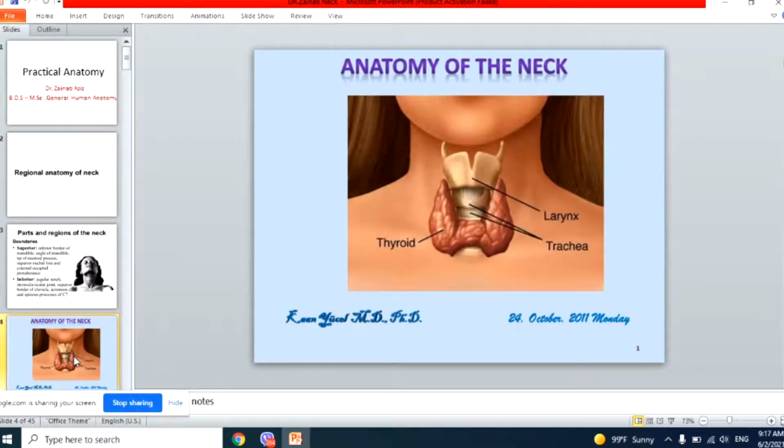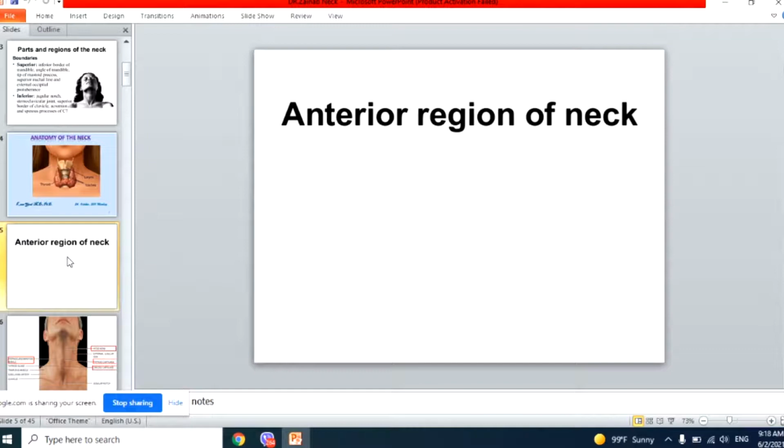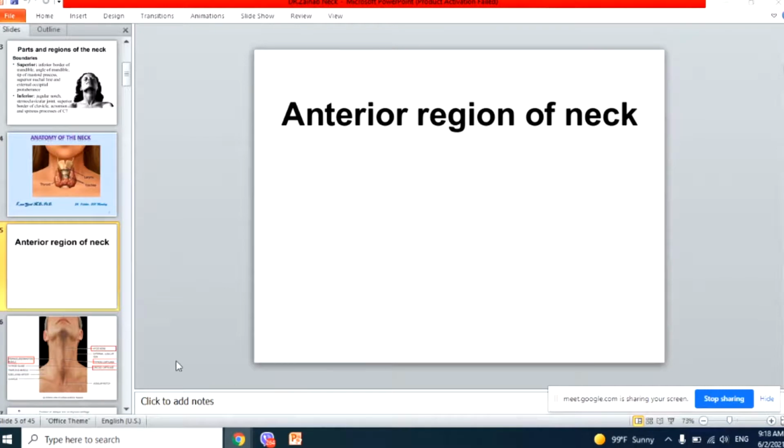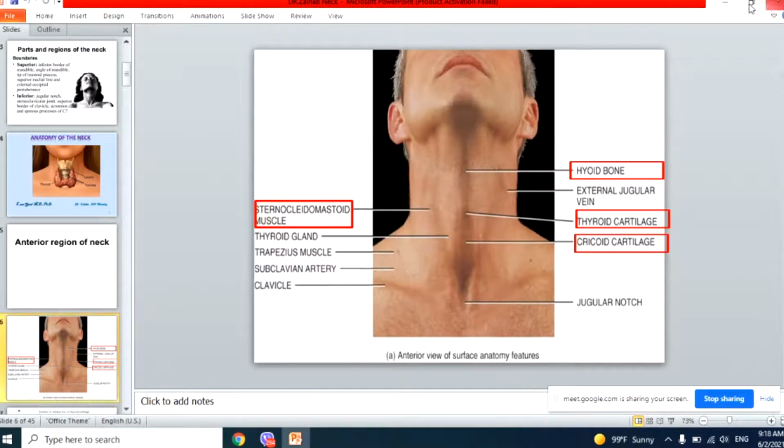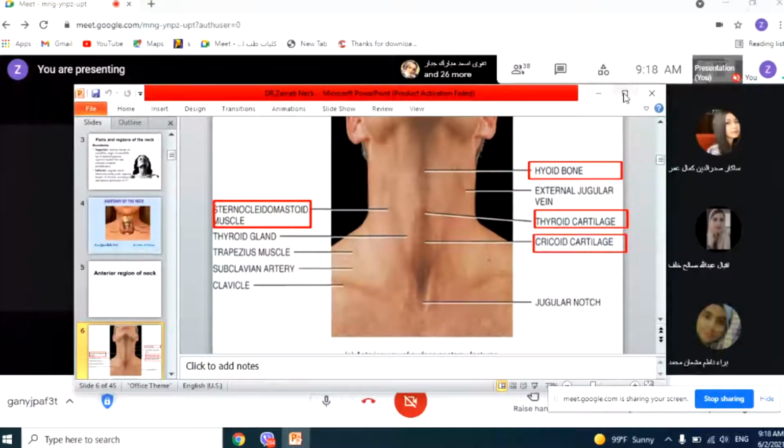So this is the neck. What we have about the surface anatomy: we have the larynx, we have the trachea, we have the thyroid gland. About the anterior region of the neck, so here we have the anterior region of the neck. The thyroid cartilage of the larynx forms a bulge in the midline of the neck called the Adam's apple. This is what I discuss about the surface anatomy.